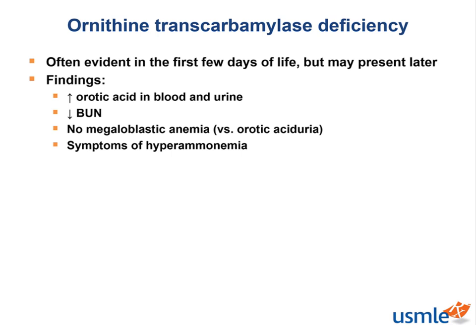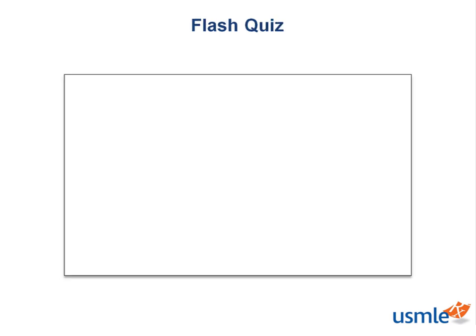Can you name a few symptoms? You're right if you're mentioning asterixis or a flapping tremor, slurred speech, somnolence, and vomiting. Okay, that was a lot of information. Let's do a quick quiz.